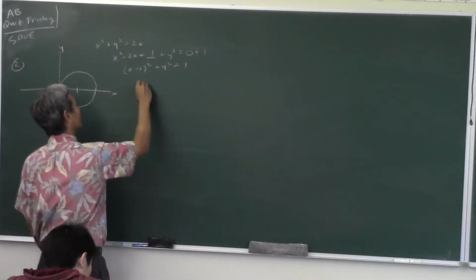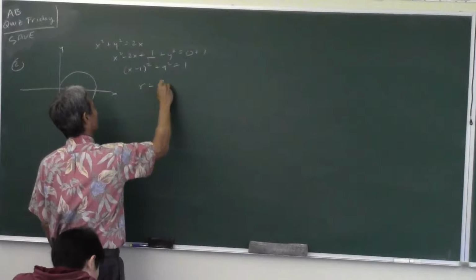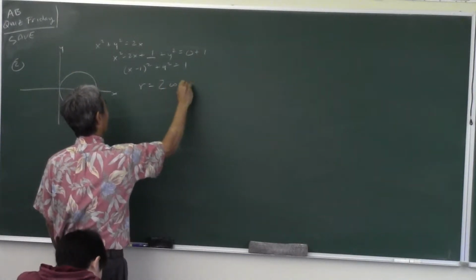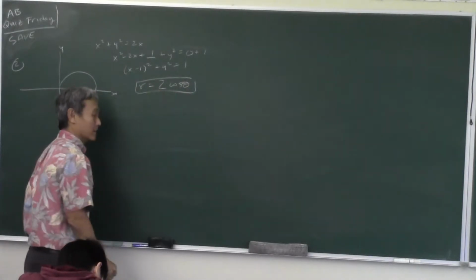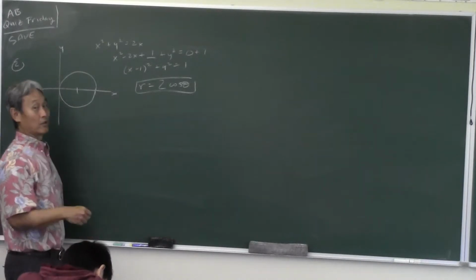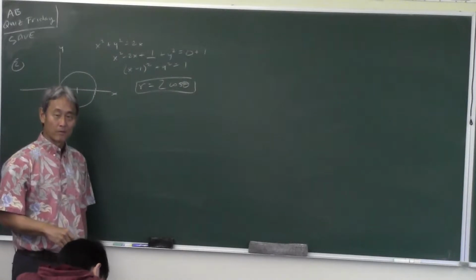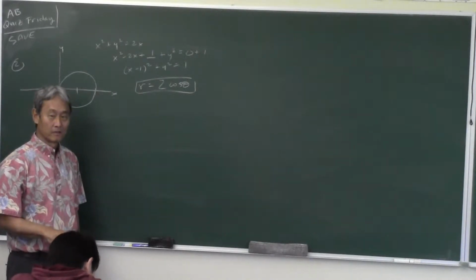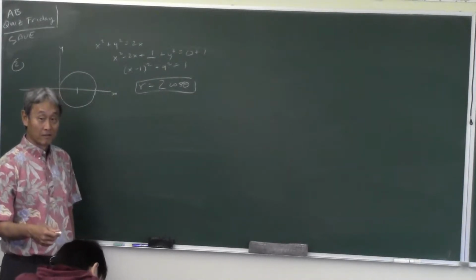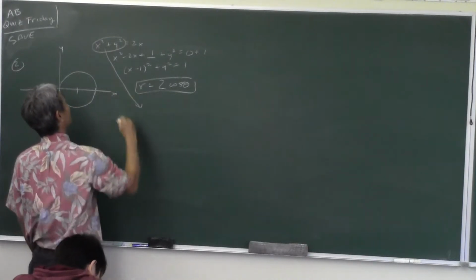r equals 2 cosine theta. Let's pretend you don't know. Didn't we do a review of polar in the beginning too? Cylindrical and spherical? Anyway, look, this equation, what is x squared plus y squared equal to?